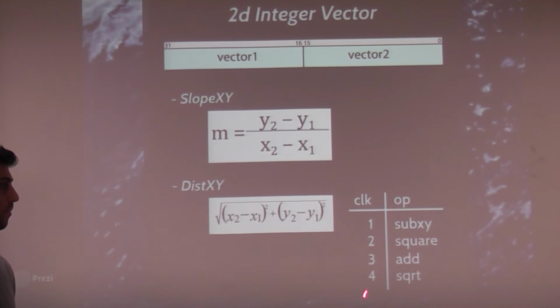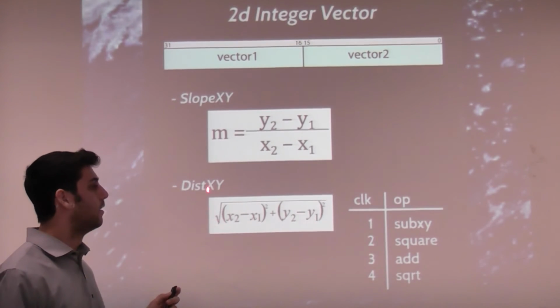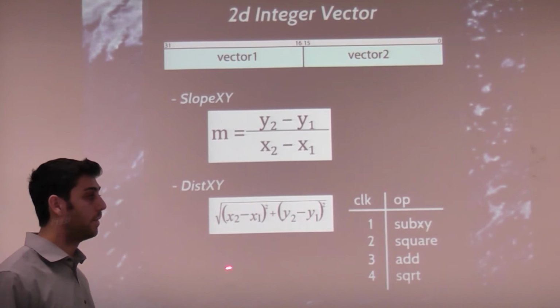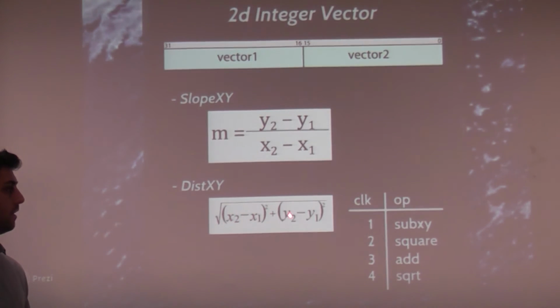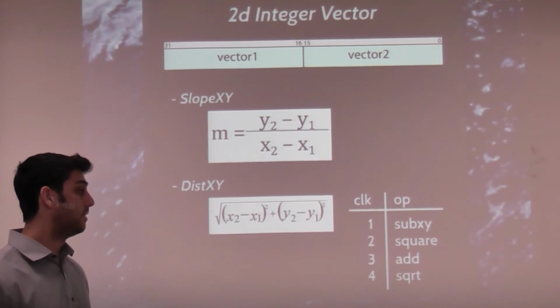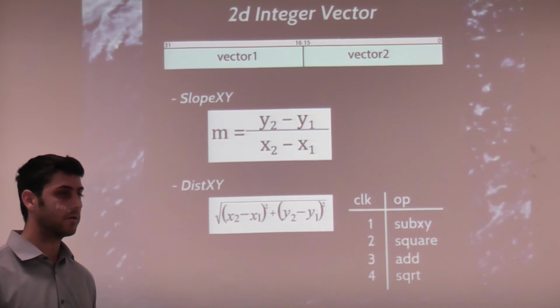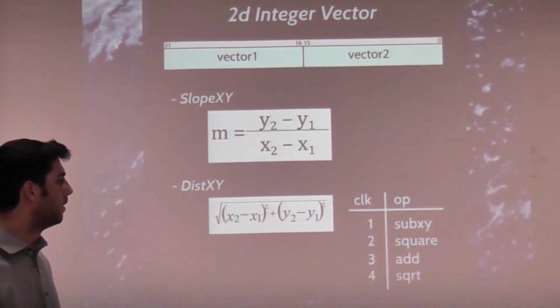I just want to point out this is actually the longest operation in the ISA. It's not even counting fetch, decode, and writing it back. It's going to have 4 clocks just to execute this. We need to subtract the x via each field, then square them, then add those two results, and then square root that result. So we have to do each of those operations on their own clock. So that operation will be the longest one.